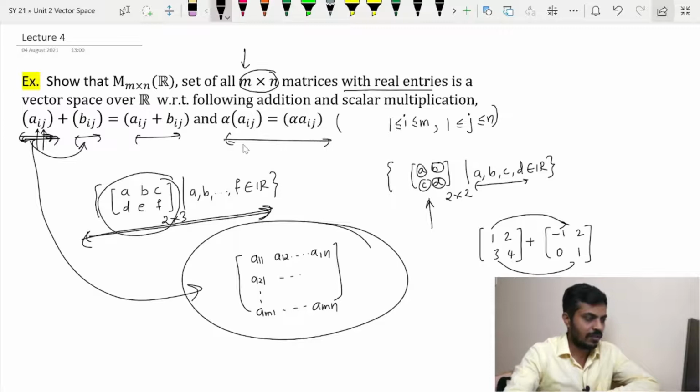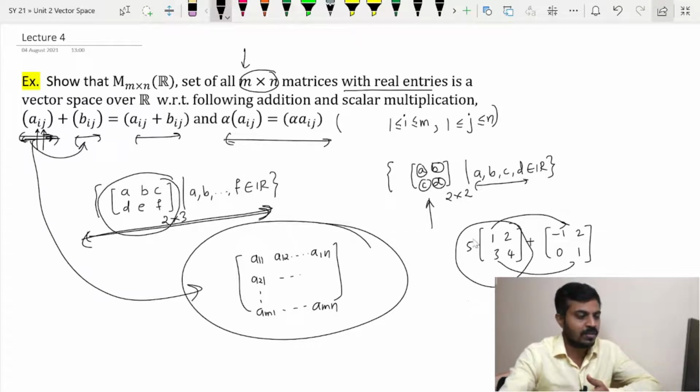In a similar way as you have already used in your previous classes. Suppose this is our matrix 1, 2, 3, 4. So what will be 5 multiplied by this? You are going to multiply this 5 to each and every entry.